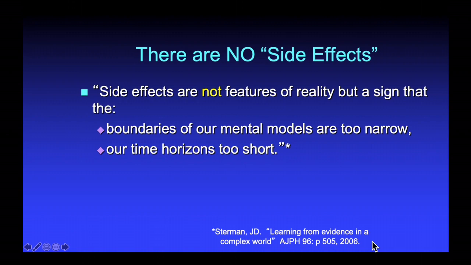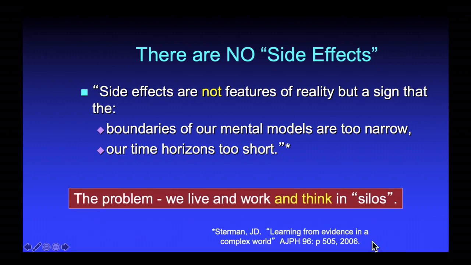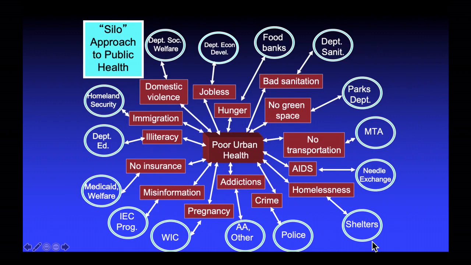What is the problem? Well, let me summarize it this way. We live and work and think in silos. I want to illustrate this with the next picture. Look at poor urban health. Here's a silo approach. We could start anywhere here, and you look at hunger there as a problem, and so we have food banks to solve the hunger problem.